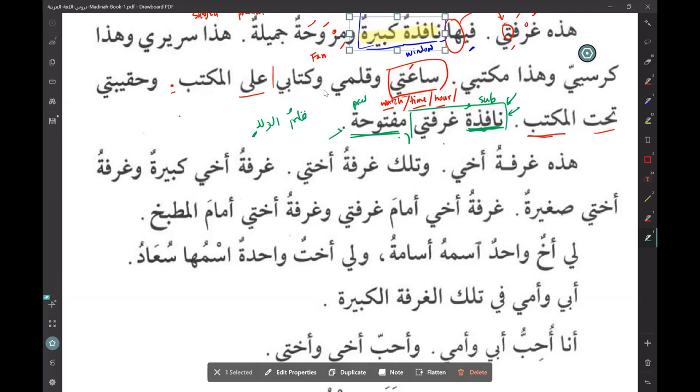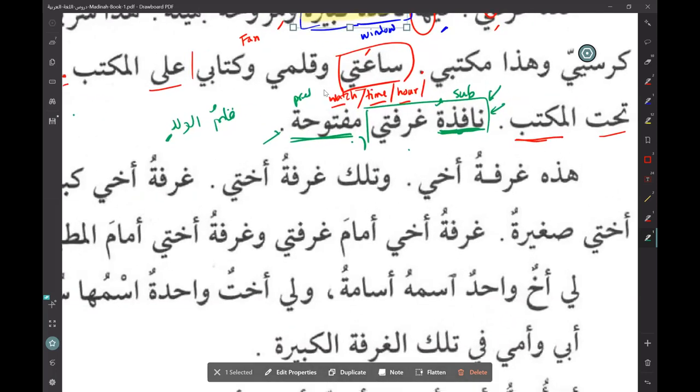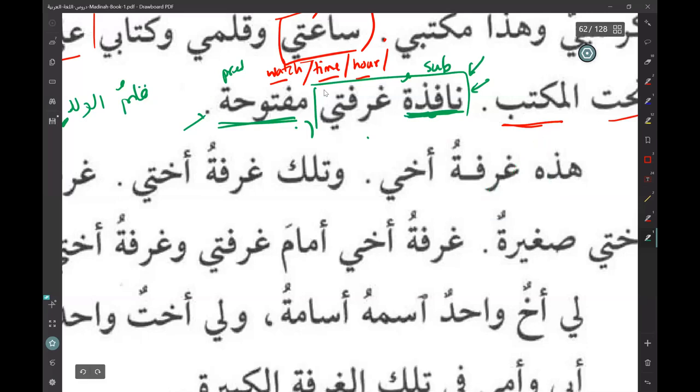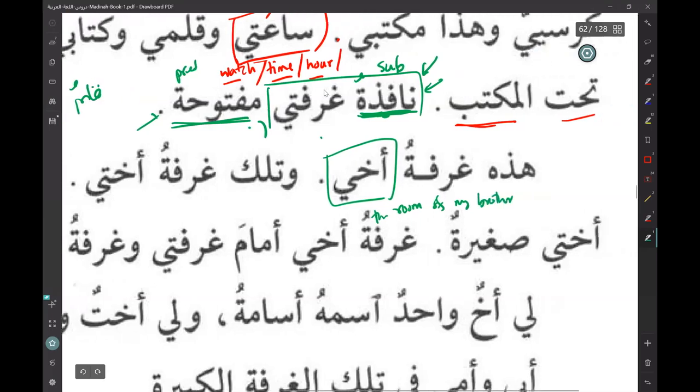Good. So the next paragraph we have hadhihi ghurfatu akhi. Same situation. Here it says nafidatu ghurfati, here saying ghurfatu akhi. How would you translate ghurfatu akhi? If you say it the other way, brother, then you need the apostrophe. Remember? Brother's room. This apostrophe S is the whole thing. This apostrophe S is the "of", which is the idafa. So that's very important, right? Yes, all the translation is fine. Basically, ghurfatu akhi is room of my brother.